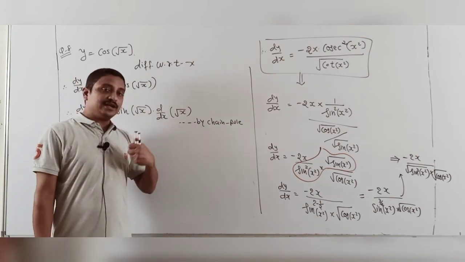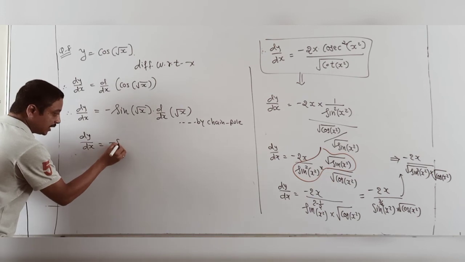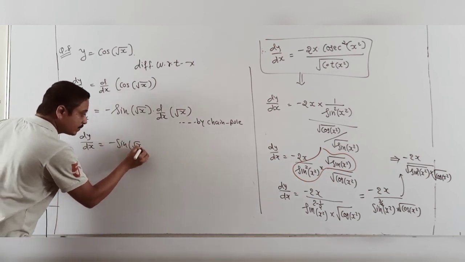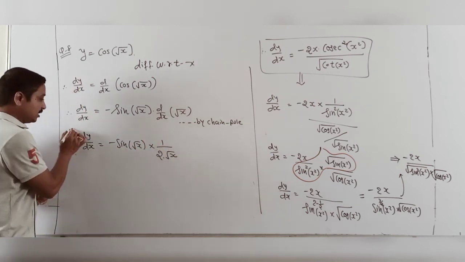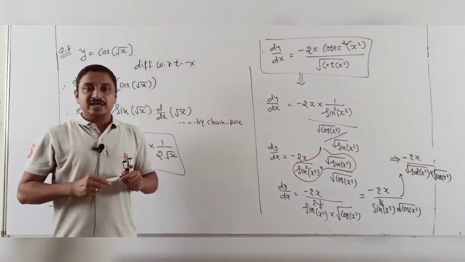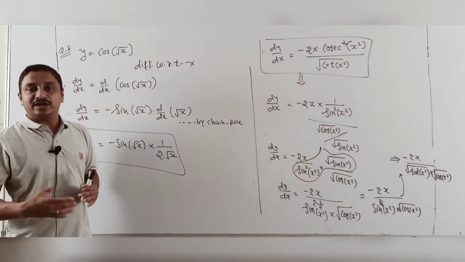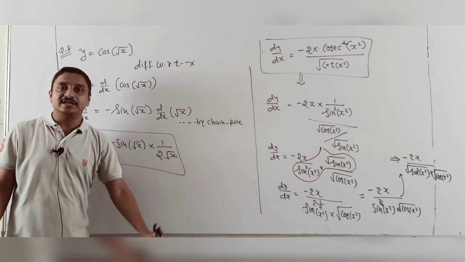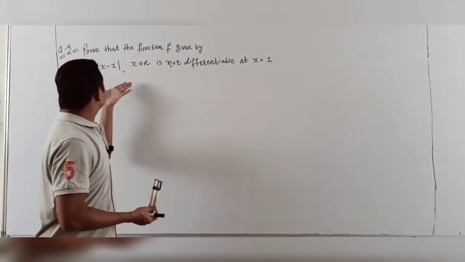Now the root x derivative you know. So dy by dx is minus sine root x, and the root x derivative is 1 by root x. Here, the solution of question number 8, students, is easily and happily done. And after that, I am going to the next video, students. Now, continuing, students, I am going to question 9.